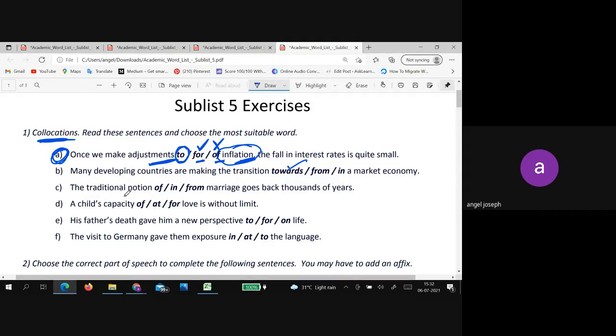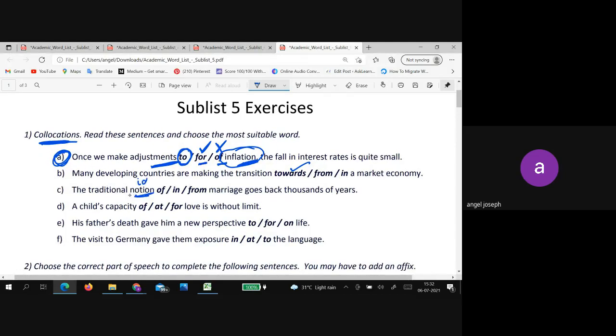Next, the traditional notion. Notion means idea. Another word for notion is idea. The traditional idea dash marriage goes back thousands of years. Now this is a simple one. The traditional idea of marriage. Yes, the traditional idea of marriage. If you want to use a different word for idea, make a note of it. You can always use this word notion. She comes up with new notions every day.